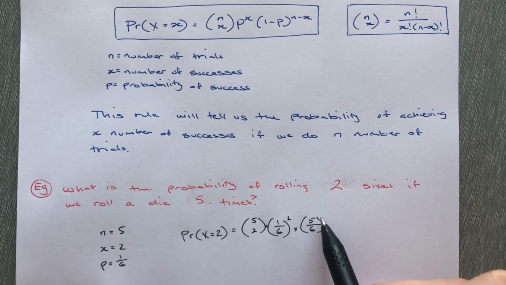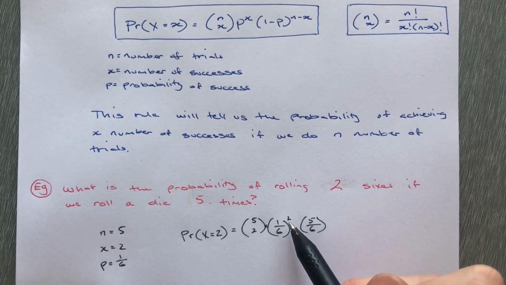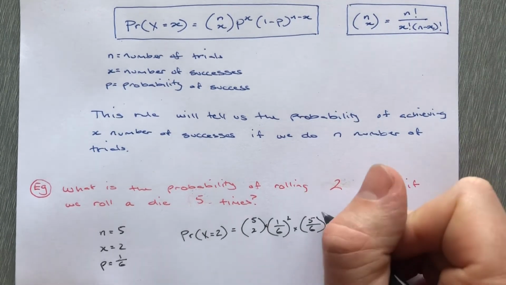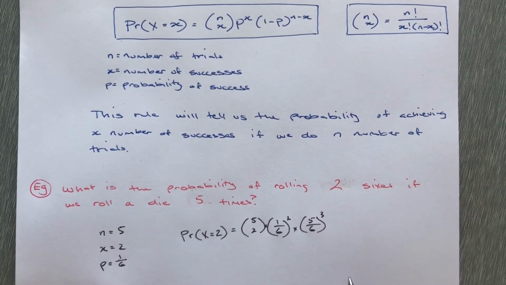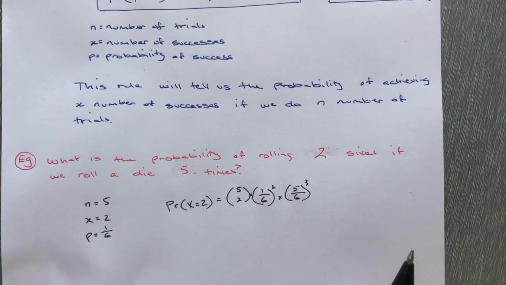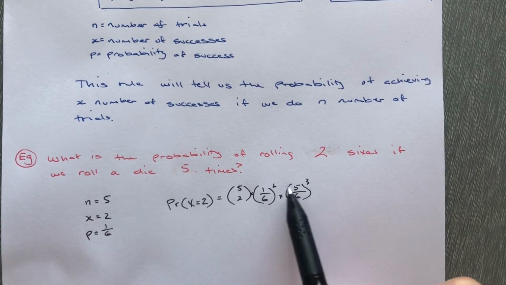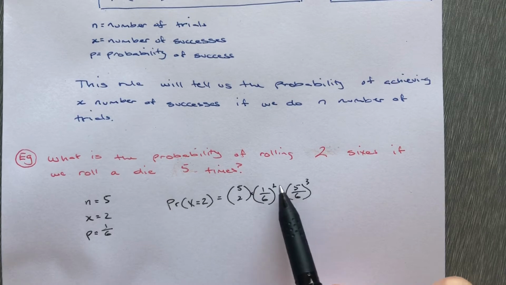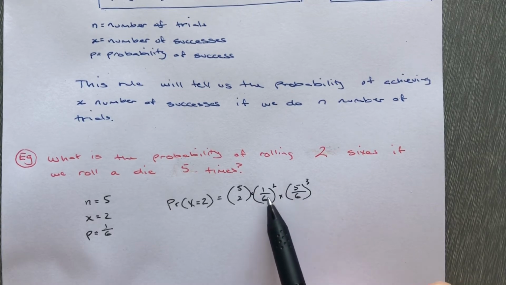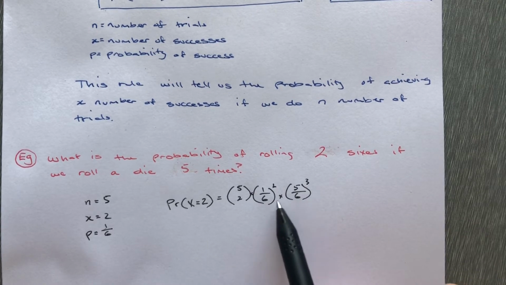And we need the number of failures here. So if we're having 2 successes out of 5 rolls, that means there's going to be 3 failures. So something that we need to make sure works is these 2 numbers. They should add up to make the number of trials. And these 2 numbers here, they should always add up to make 1.